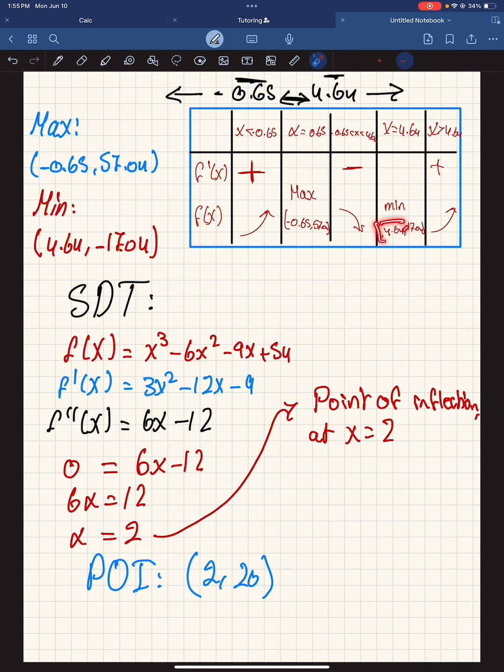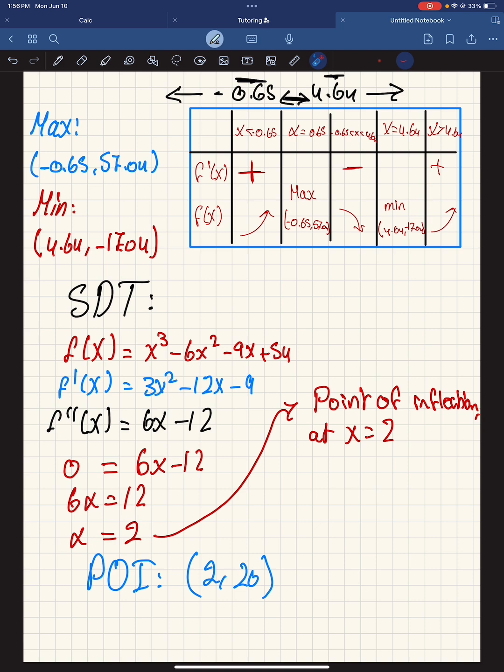And then you would take the x coordinate, and you would plug it into the original equation to find out what your actual point is. And this just gives us a general idea of what the graph is going to look like, as well as some key points for us to plot it.